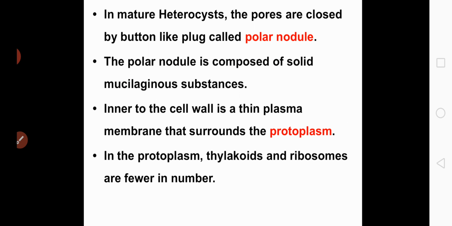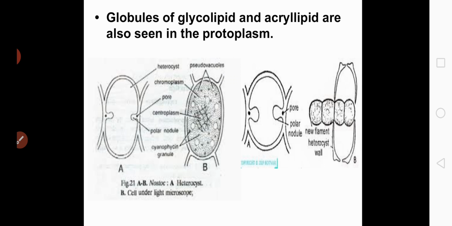In the mature heterocyst, the pores are closed by a button-like plug called the polar nodule. This polar nodule is composed of solid mucilaginous substance. Inner to the cell wall, there is a plasma membrane that surrounds the protoplasm. In the protoplasm, the heterocyst contains thylakoids and ribosomes, which are fewer in number. Along with the thylakoids and ribosomes, globules of glycolipid are also seen in the protoplasm.